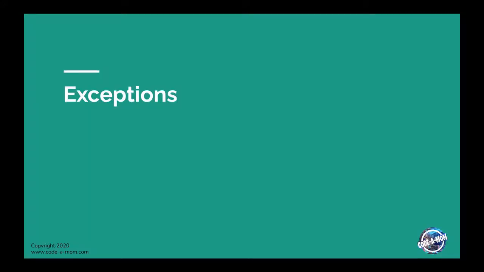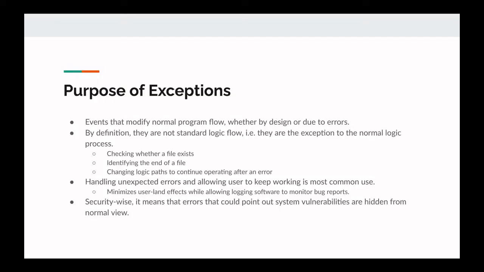Moving on, like I said, we are going to talk about exceptions. So exceptions are used for error handling in a large number of programming languages. Not every programming language has exceptions or some sort of error handling like that. Sometimes it's usually left up to the programmer to manually figure out how to deal with that. But Python does have exceptions. So exceptions are events that modify normal program flow, whether by design or because there are errors. They are not part of the normal flow of logic and thus are exceptions to the rule.